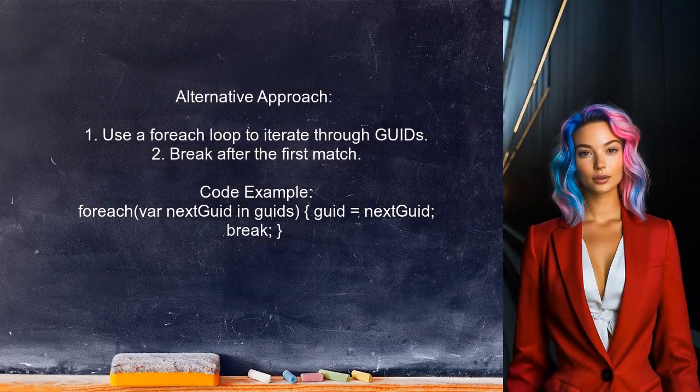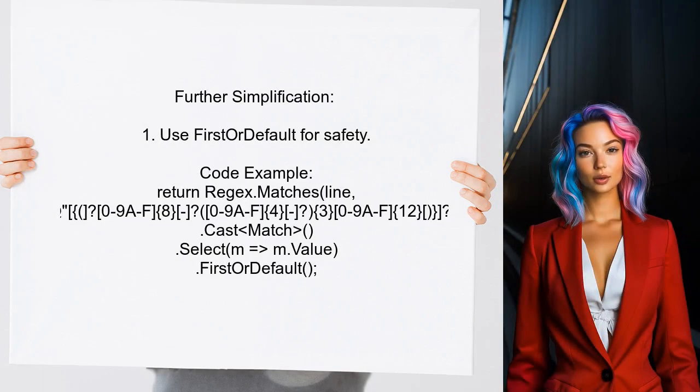An alternative approach suggested by a user involves simplifying the extraction of the GUID. They recommend using a foreach loop that breaks after the first iteration, which mimics how the First and FirstOrDefault methods work. Additionally, the user suggests using FirstOrDefault instead of First. This method safely returns null if no GUIDs are found, preventing potential errors.